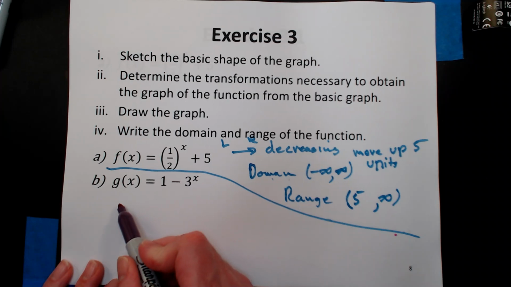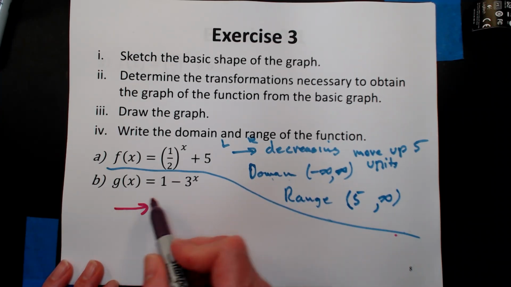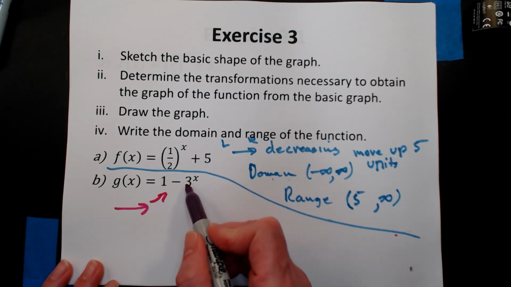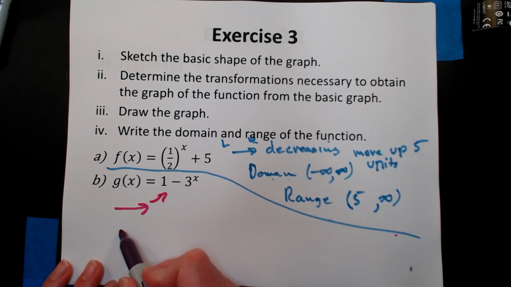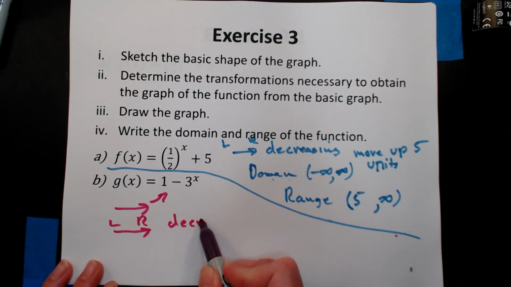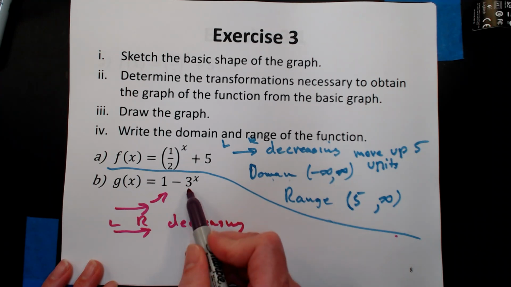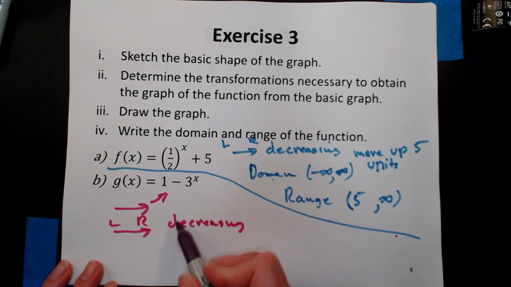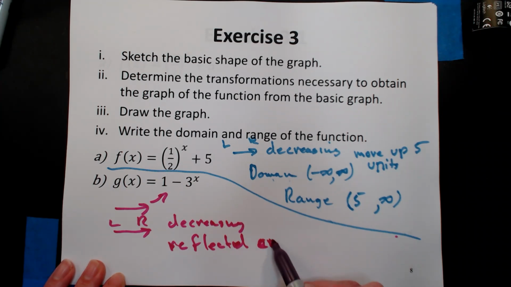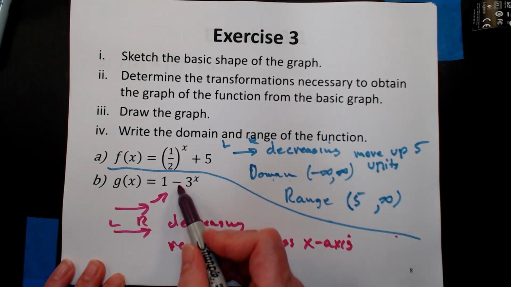For this one, as we move left to right, normally it would increase as you move left to right, but here, since it's upside down, because that's negative, as we move left to right, it's going to decrease, but it's going to be upside down, because it's negative. So it's going to be reflected across the x-axis, and that's what flips it over.